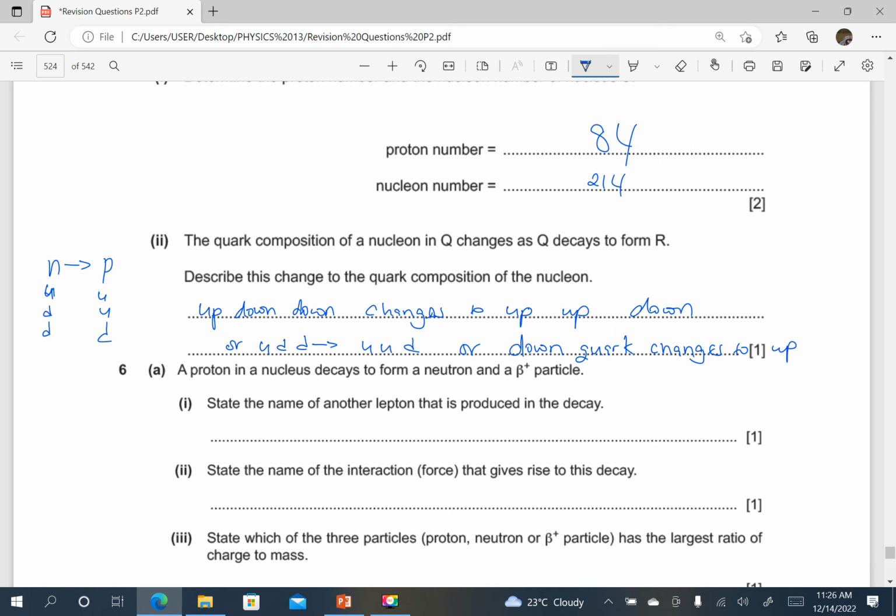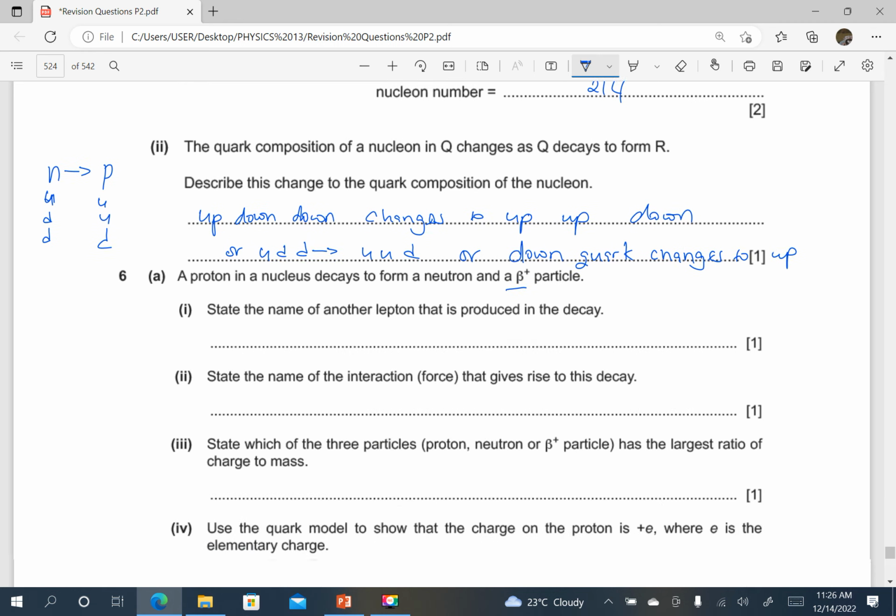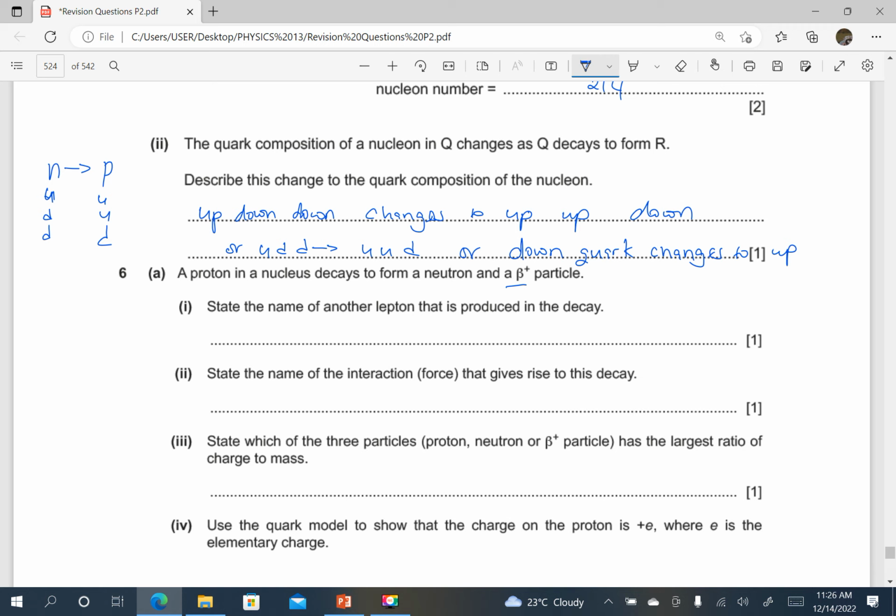Okay. A proton in the nucleus decays to form a neutron and a beta positive particle. State the name of another lepton that is produced in the decay. So a proton is decaying into a neutron to give us beta plus. This is a positron. A positron is accompanied by a neutrino or an electron neutrino. So the other particle is going to be an electron neutrino. Or simply a neutrino. I know some of you will say an electron instead of an electron neutrino.